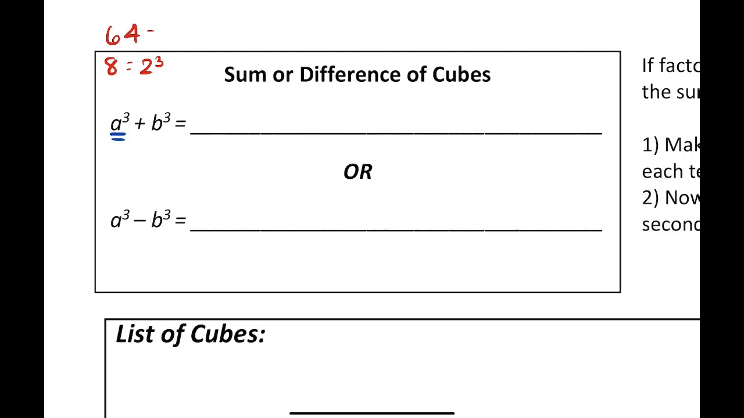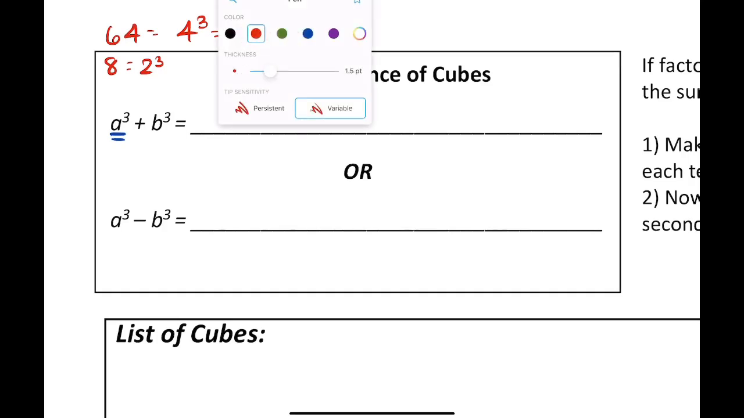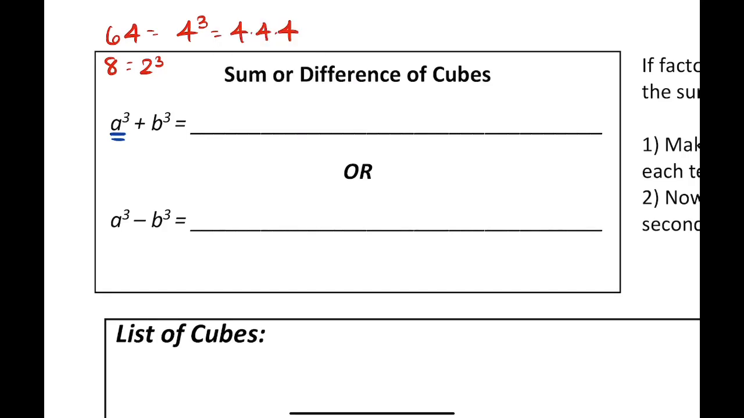64 is a cube because that's 4 to the third power. That's 4 times 4 times 4. That's why it's called a cube. That's why it's called a perfect cube, because you're multiplying by 4 over and over again. 125 is a perfect cube because that's 5 times 5 times 5. That's 5 to the third power. Okay, so that's what I'm talking about with cubes.